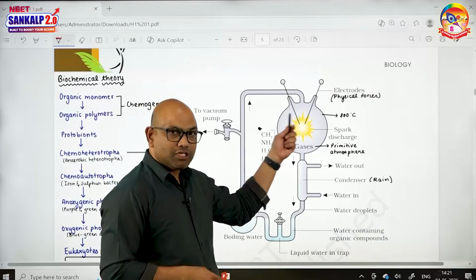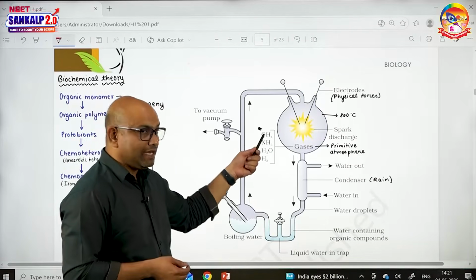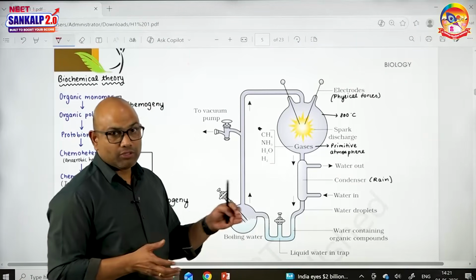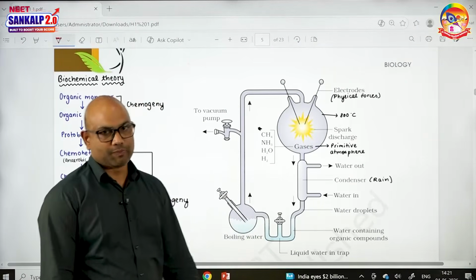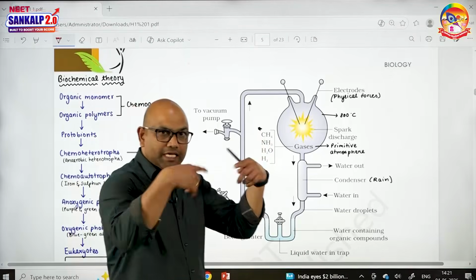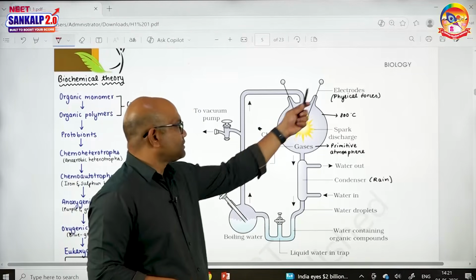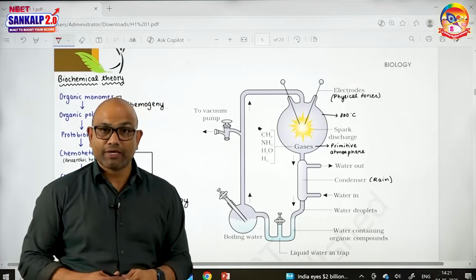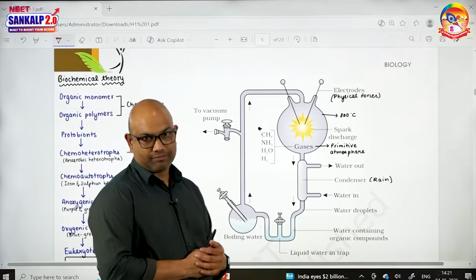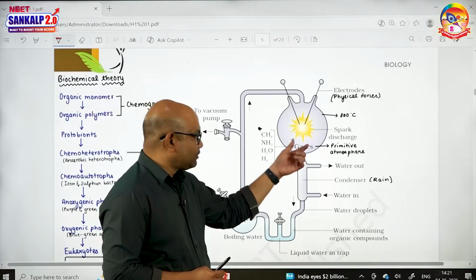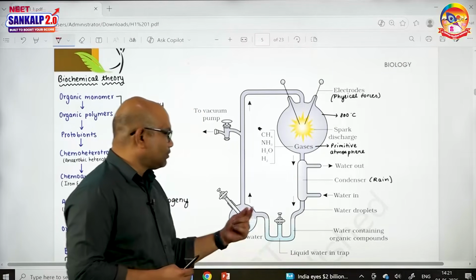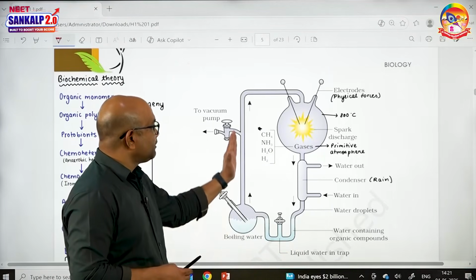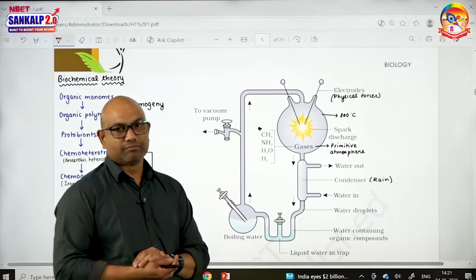The gaseous composition of the spark chamber includes methane, ammonia, water vapor, hydrogen. Hydrogen particularly they took to say it is a reducing atmosphere. Next, for the physical forces like UV rays, he took some tungsten electrodes, created a spark, and the temperature in the spark chamber is around 800 degrees centigrade. Then the spark chamber is connected to a condenser, the condenser connected to a liquid water trap, the liquid water trap connected to the boiling chamber, again connected back to the spark chamber.